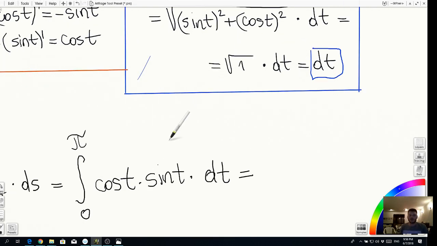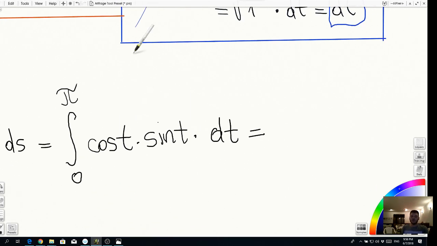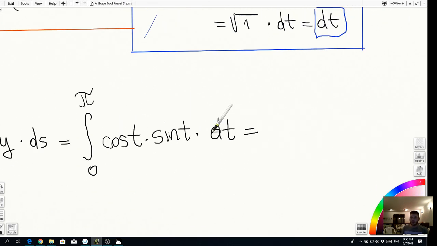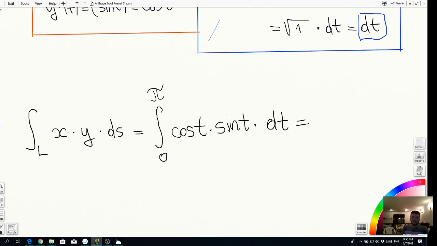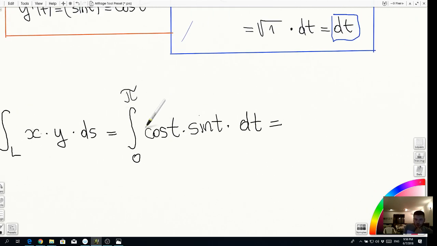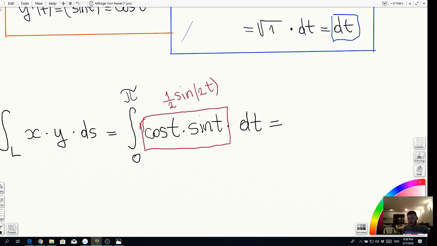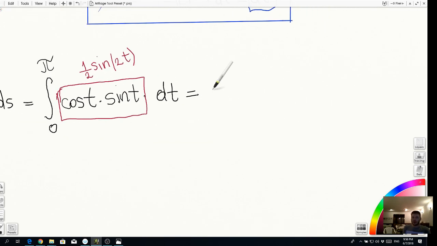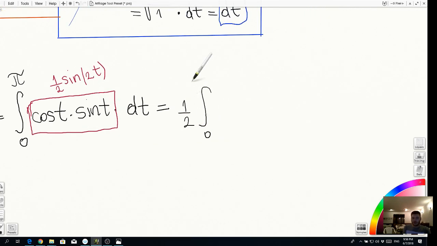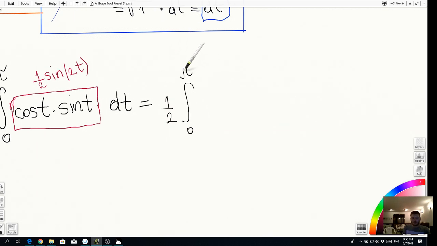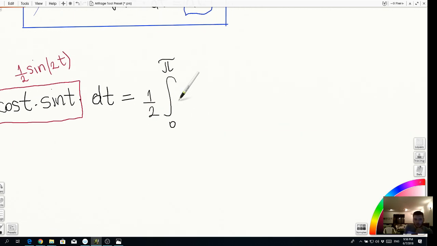Okay, we have reduced our line integral problem to an ordinary integral that we have to solve. First, we will use the trigonometric identity that this is equal to half of sin 2 times t, and this 1/2 will go out. Okay, and integral from 0 to pi sin 2 times t times dt.